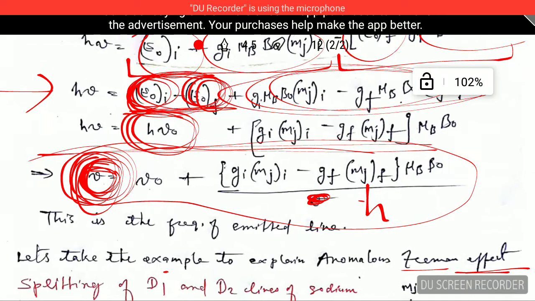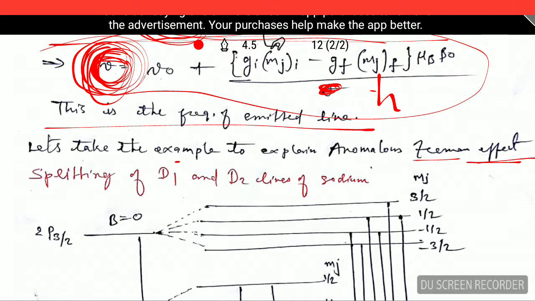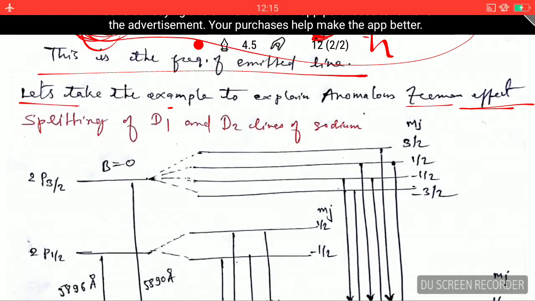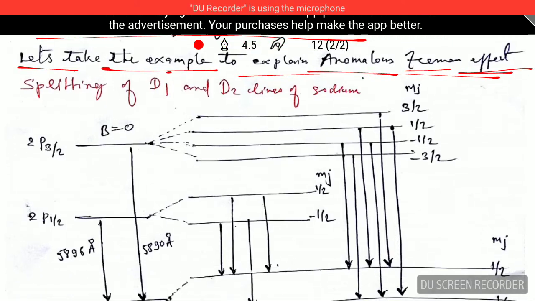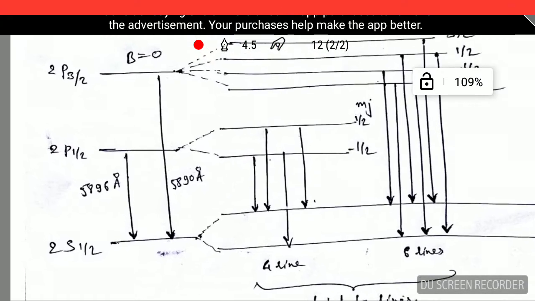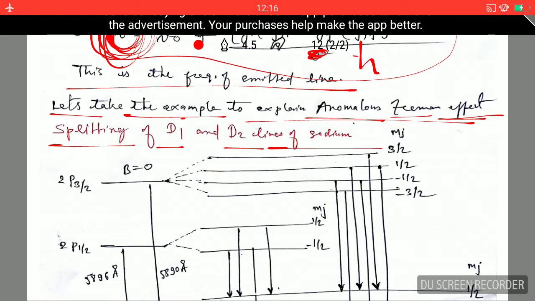So this is the frequency of the emitted line. Now let's take an example to understand the Anomalous Zeeman effect. To explain it, let's see the splitting of the D1 and D2 lines of sodium. Here I've shown you the sodium D1 and D2 lines.